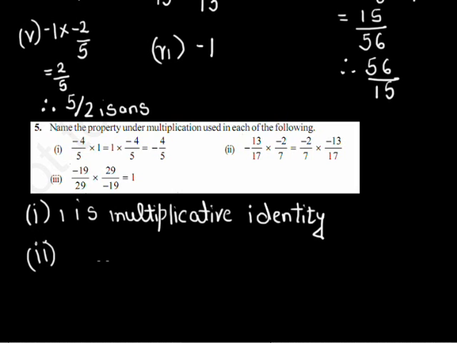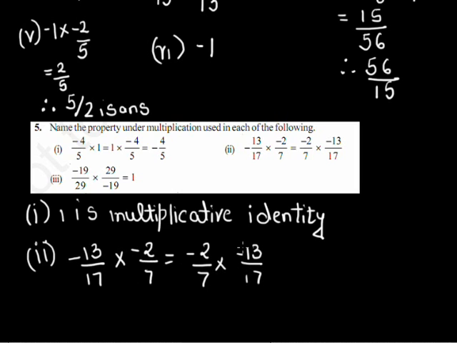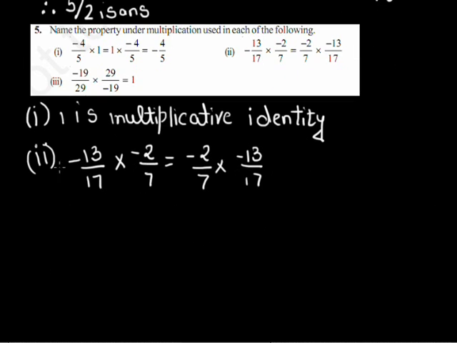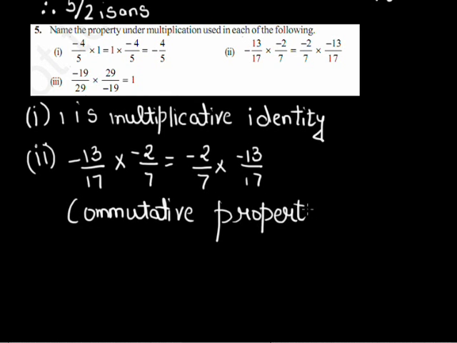Now if I take the second part, minus 13 upon 17 into minus 2 upon 7 is equal to minus 2 upon 7 into minus 13 upon 17. Now we all know that this is the commutative property of multiplication. What do we understand by the commutative property? Commutative property means, let A and B be two rational numbers, then A into B is equal to B into A. This is the commutative property. So the property used in the second part is the commutative property of multiplication.